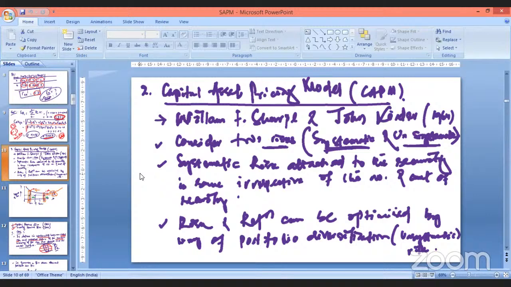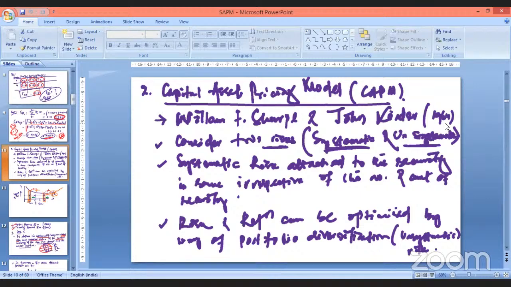So this model was developed by William F. Sharpe in the year 1964. This model is popularly used to determine the expected rate of return by considering two risks. Please remember, the entire risk associated with an investment instrument or financial asset can be categorized into two. The first one is systematic risk and the second one is unsystematic risk. Generally systematic risk is fixed. Please remember, why is systematic risk fixed?